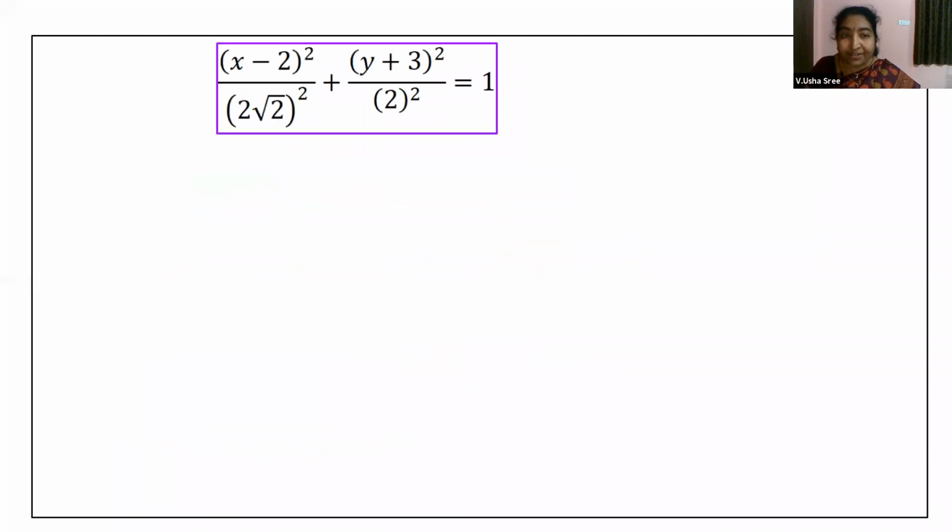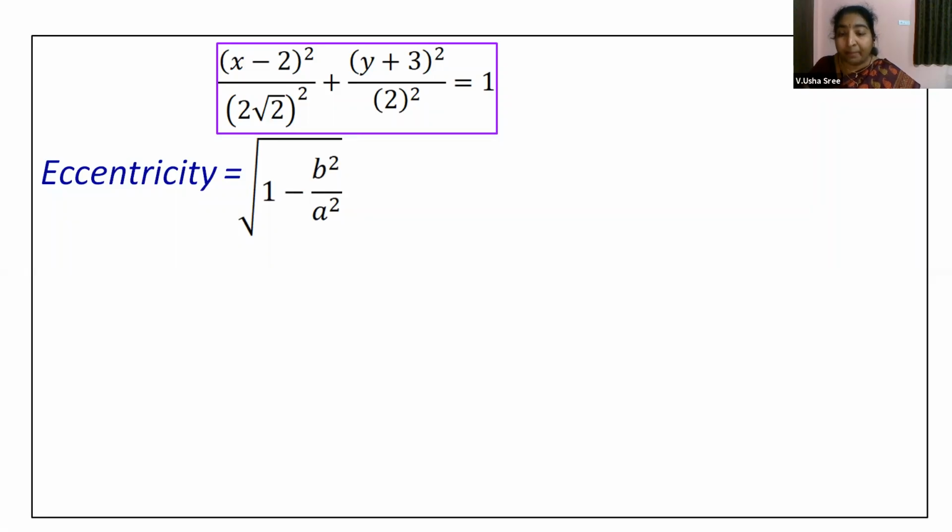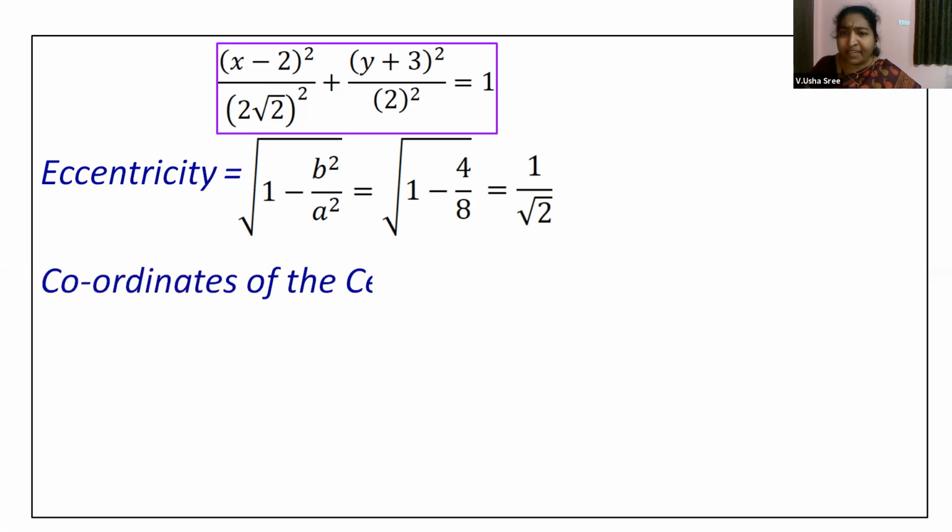Then eccentricity. Eccentricity is equal to root of 1 minus b square by a square. We know b square and a square values, so we will just substitute. So we'll get root of 1 minus 4 by 8, which is nothing but 1 minus half, which is half under root. It is nothing but 1 by root 2. What are the coordinates of the center? Right in the beginning we have mentioned. That is h, k, which is nothing but (2, minus 3).